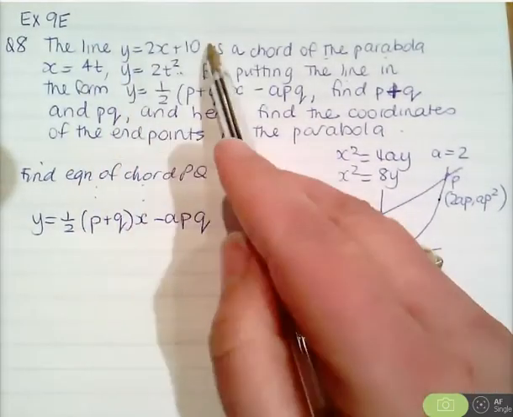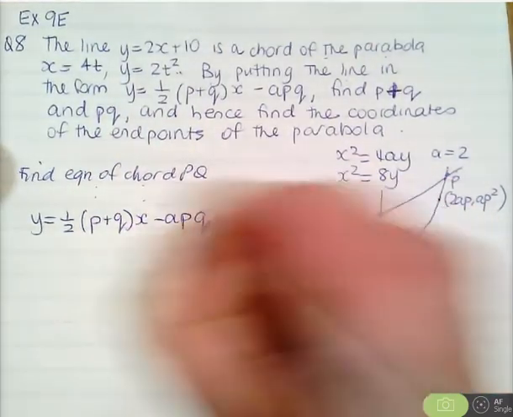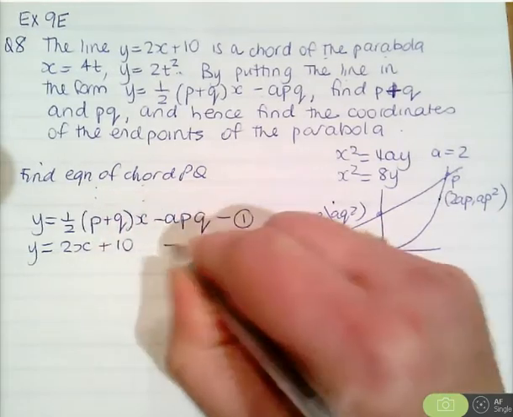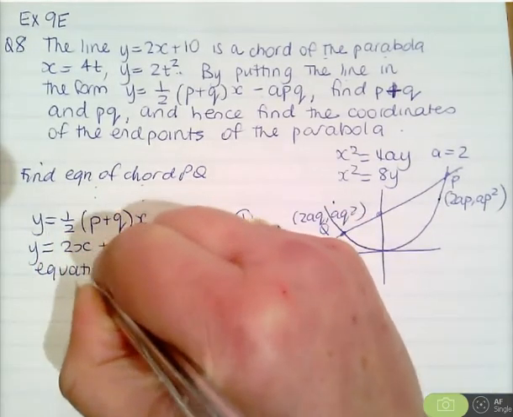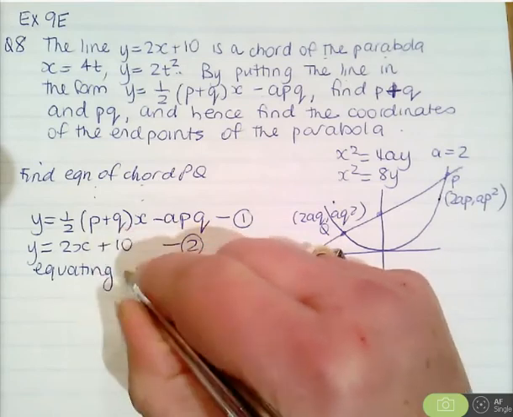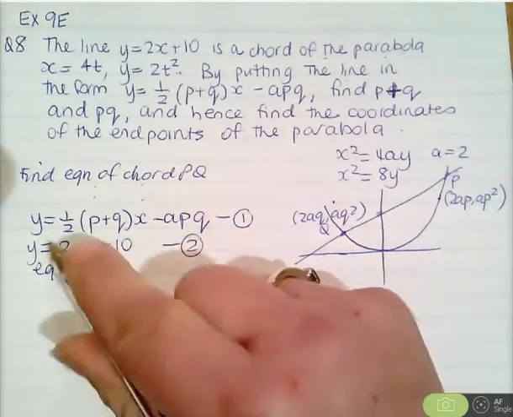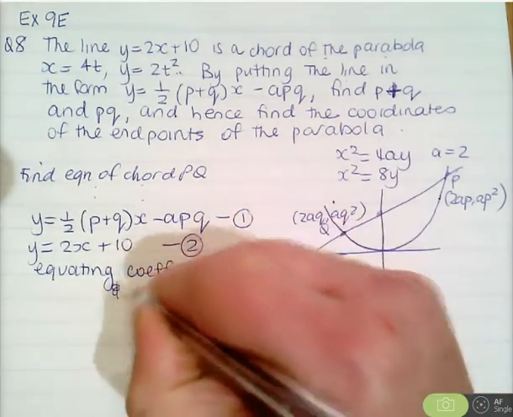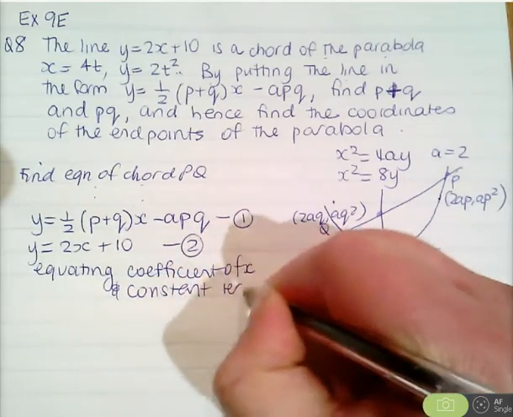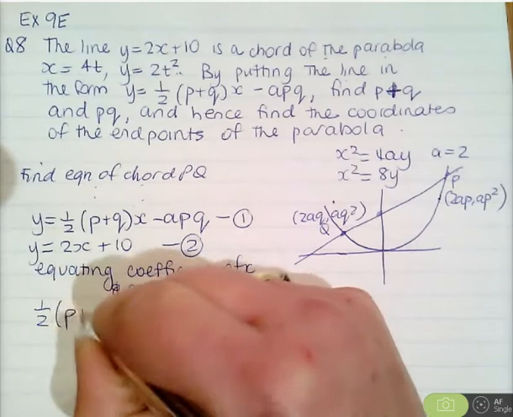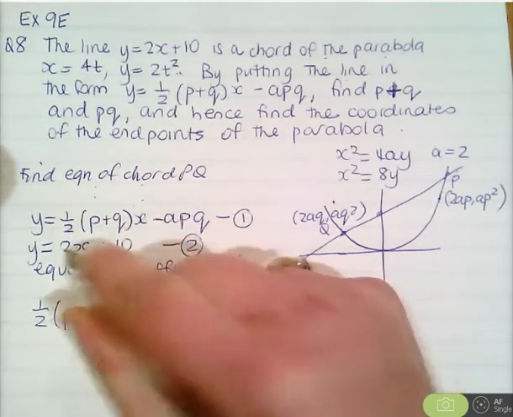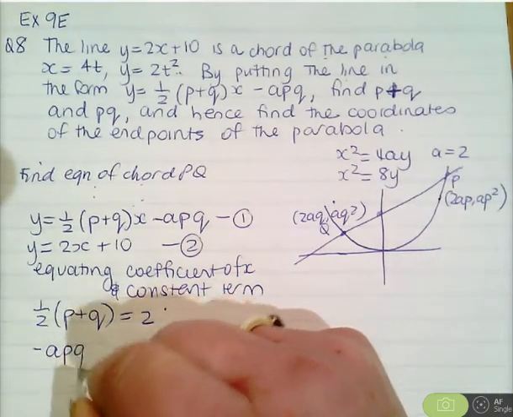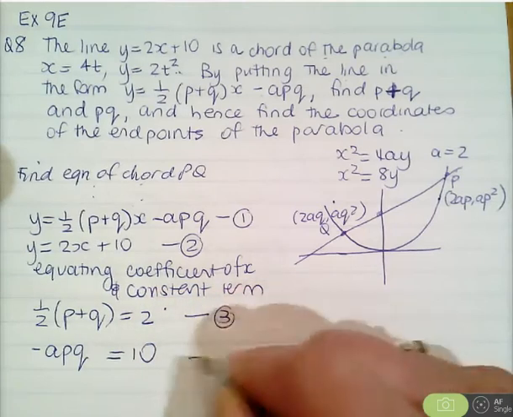Now it says that this line is also a chord of that parabola, so we've got this as equation 1, that's the chord, but really, that chord is actually y equals 2x plus 10. Now I just want to equate coefficients, so equating the coefficient of the x and the constant terms. I'm going to get that the half (p plus q), whatever's in front of the x here, equals 2. And I've got that minus apq is equal to 10. I'm going to call these equations 3 and 4.